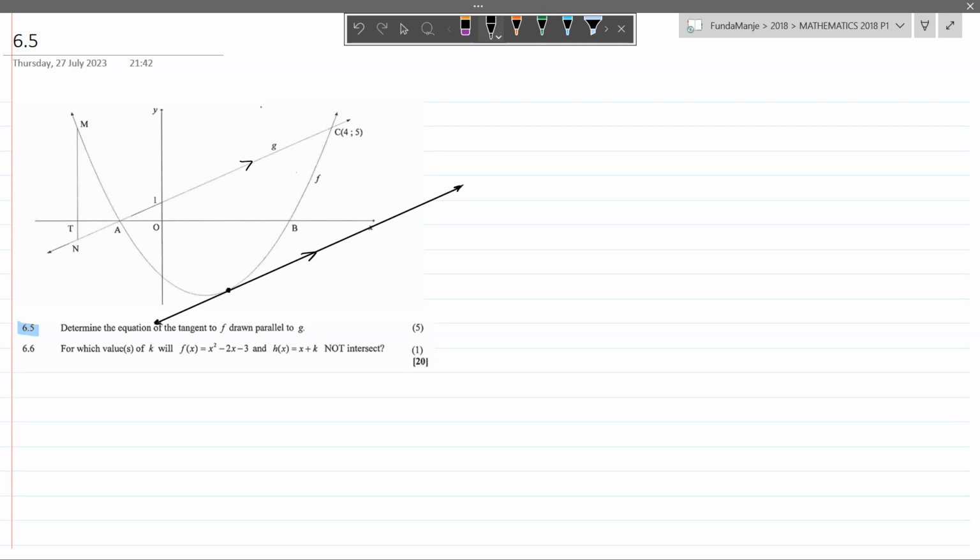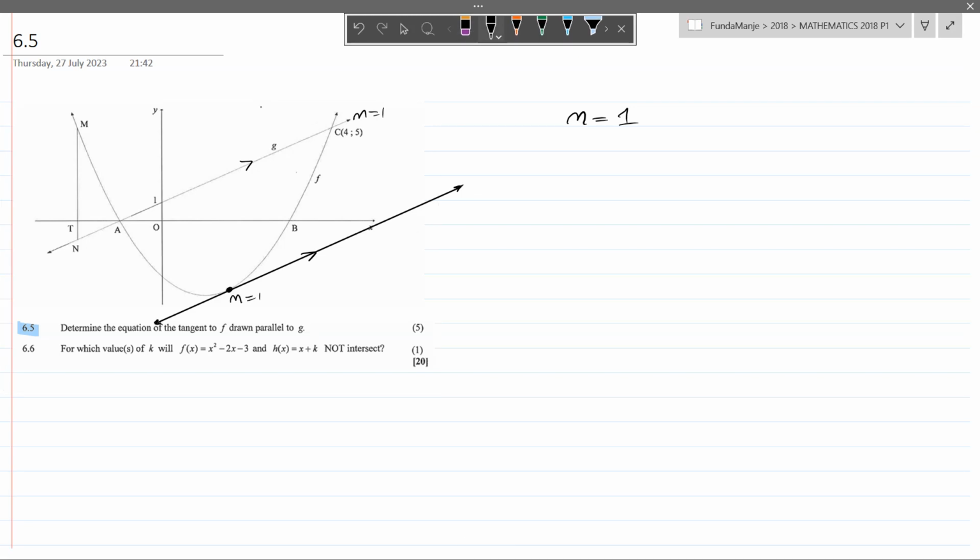So we know the gradient of g was equal to 1. Therefore, the gradient over here will also be equal to 1. And that's something we know so far. Second of all, we need a coordinate that is on the line. So, since now we know what the gradient is at that point, let me rather write it over here.